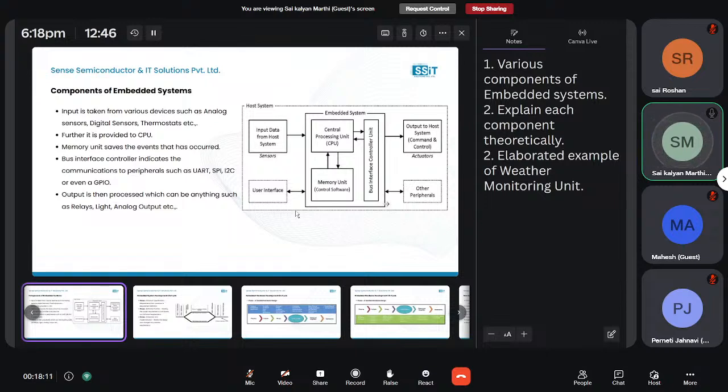For example, let us say this weather monitoring unit is indoor. Then we need to start the air purifier. For that we need some relays or some way of digital connection, some digital path, to start that particular air purifier. So it can be a relay. Simply, it can be a switch. How we are going to use that switch, that kind of thing will come under output.